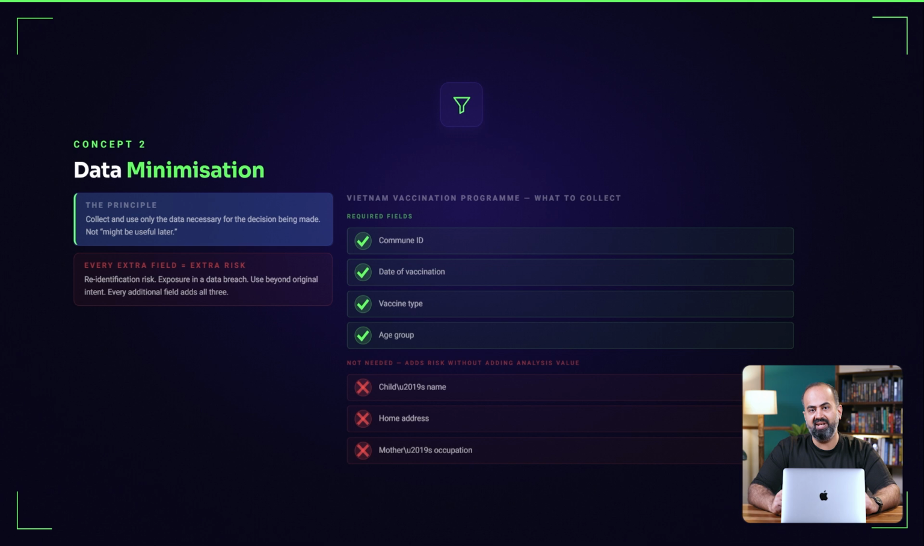Second concept: data minimization. Collect and use only the data necessary for the decision being made. Every additional data field creates an added privacy risk. It could contribute to re-identification, be exposed in data breach, or be used for purposes beyond the original intent. A health program in Vietnam tracking vaccination coverage needs commune ID, date, vaccine type, and age group. It does not need the child's name, home address, or mother's occupation. Collecting the extra fields adds risk without adding anything to the analysis.